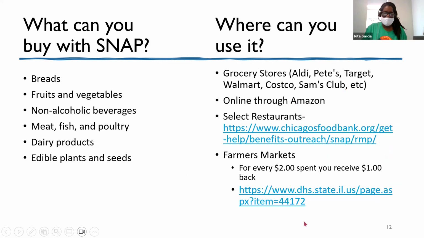What can you buy with SNAP? The things that you can purchase are breads, fruits and vegetables, non-alcoholic beverages, of course, meat, fish, and poultry, dairy products, edible plants and seeds.